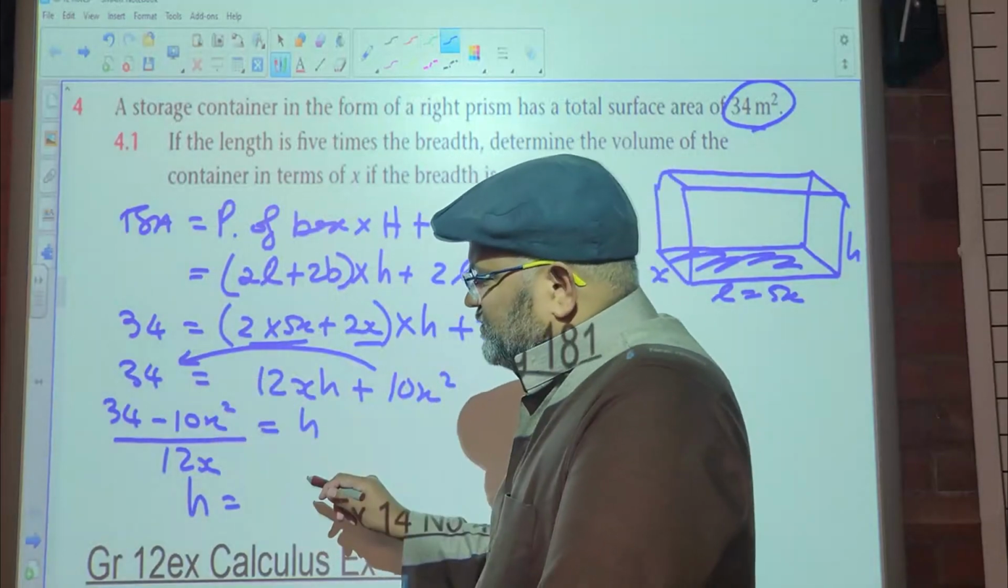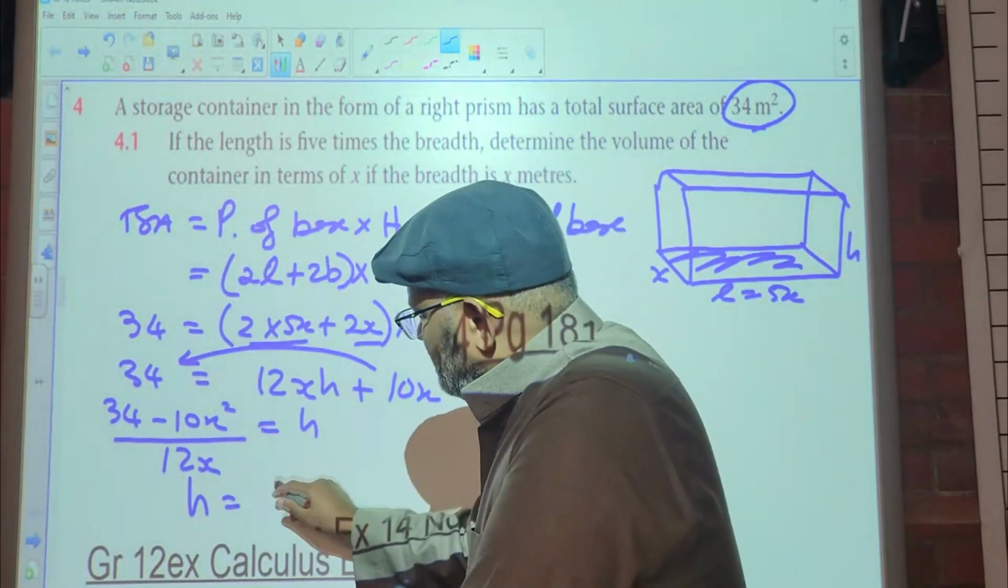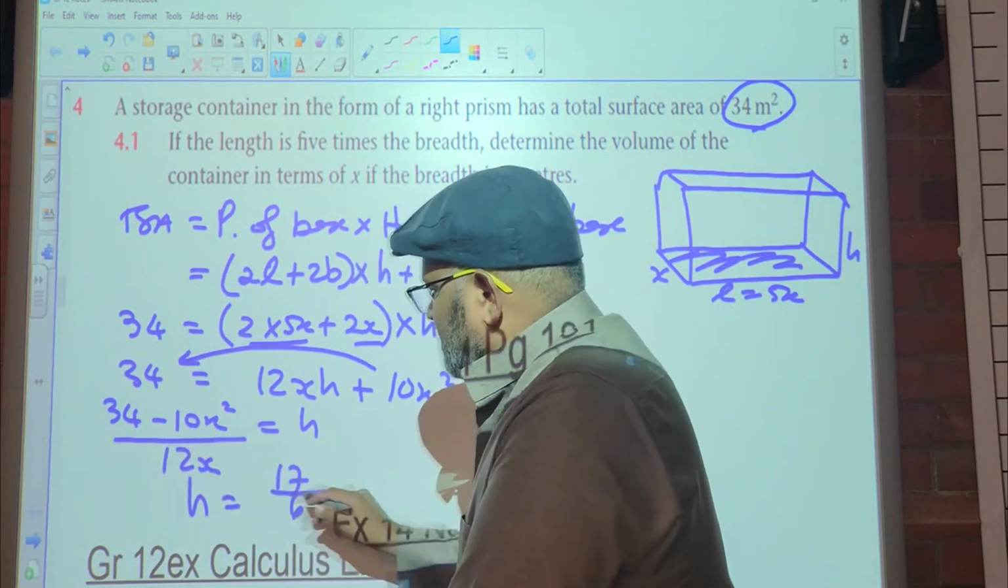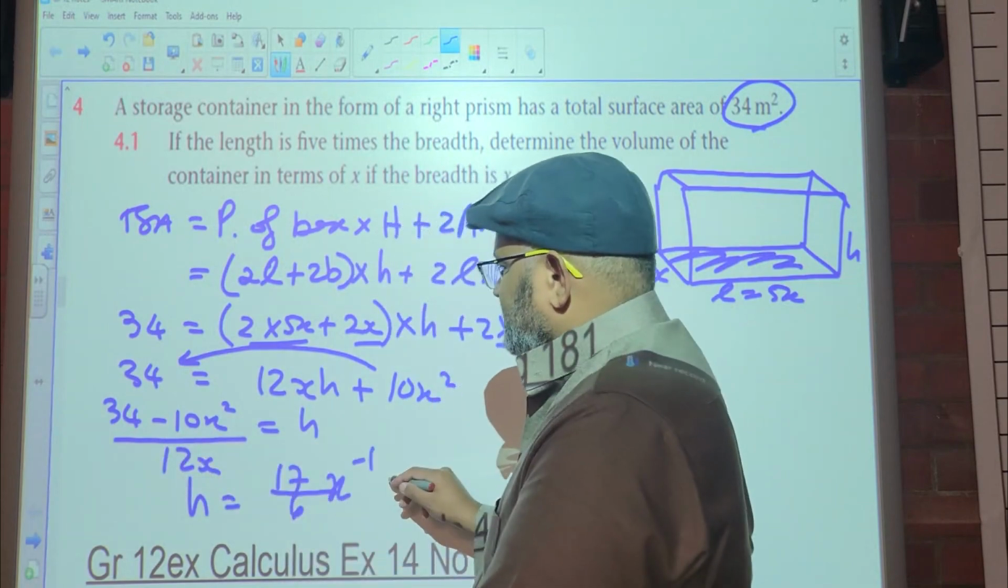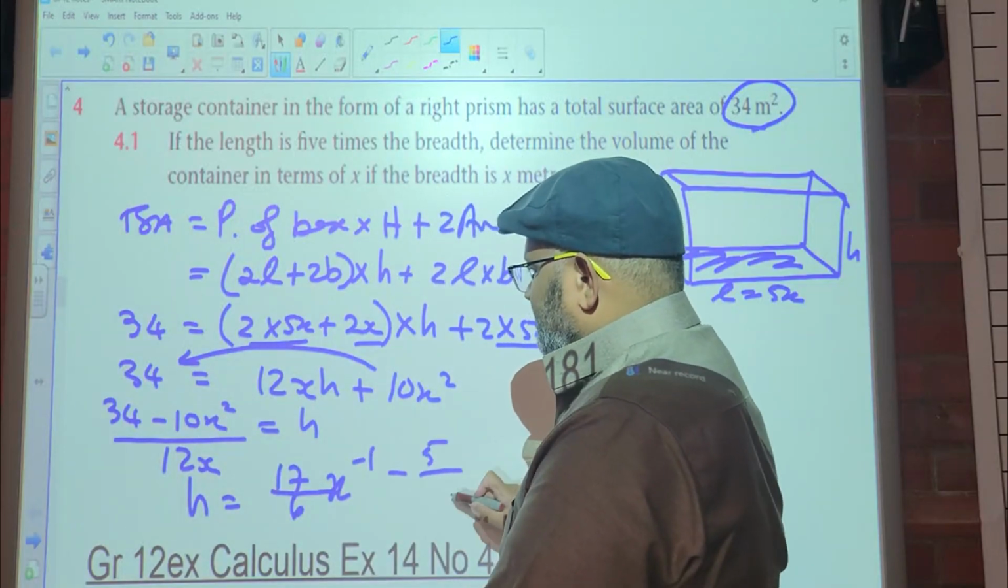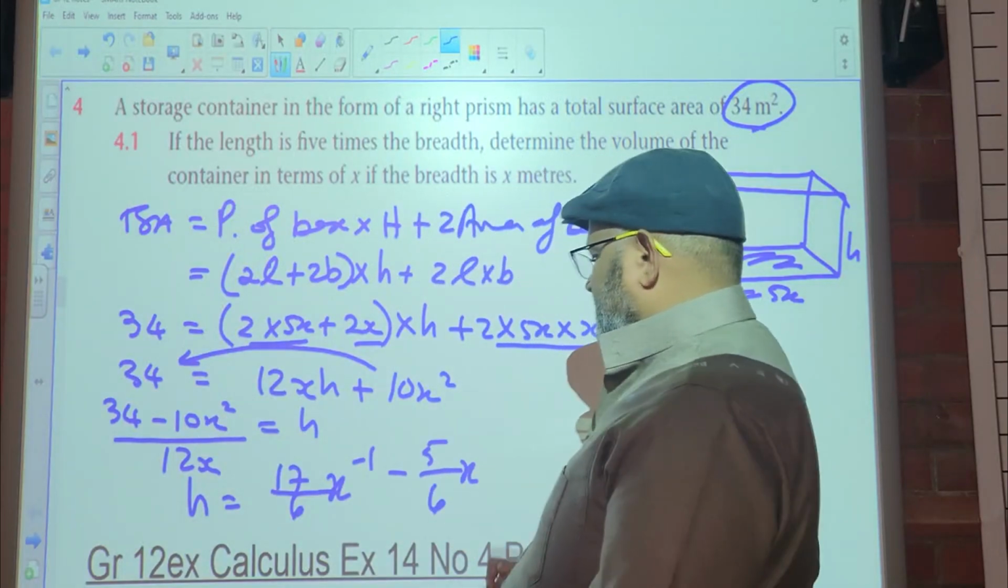2 goes into 34 17 times. Is that correct? 17 over 6. I'm putting each one on its own now. x to the minus 1. And negative 10x squared over 12x is negative 5 over 6 x.